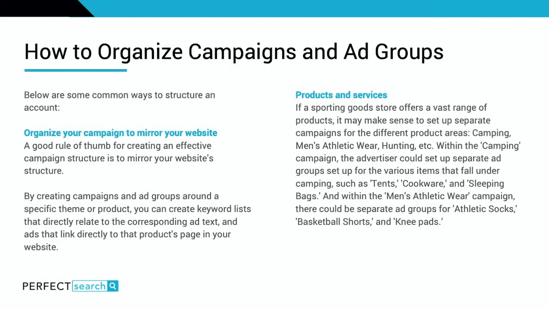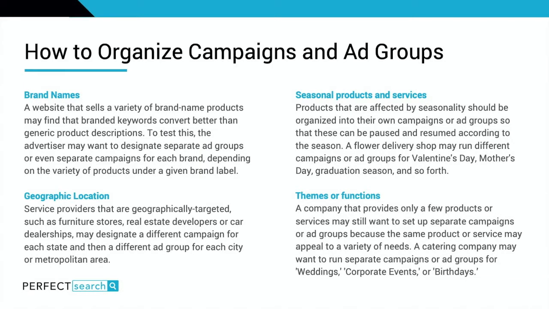Again, organizing your campaigns to mirror your website structure. And then also, if you have different products and services, thinking of the different product categories that might make sense as a campaign, and using those. Some additional ones, you could segment by brand names. Geographic location is important, again, just because the geo-targeting is set at the campaign level, so if you want to spend different budgets in different locations, that's something that will call for separate campaigns.